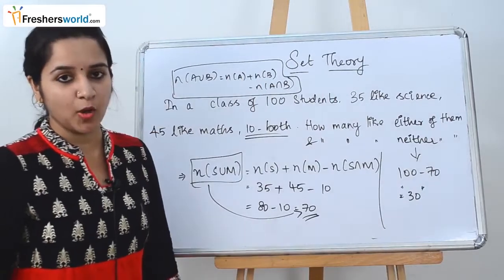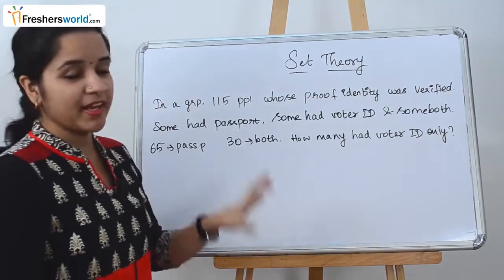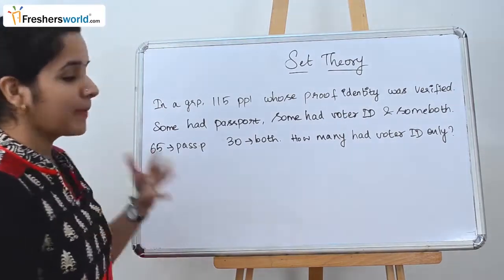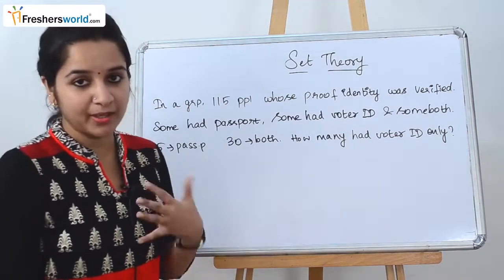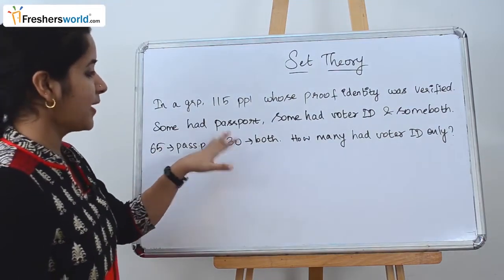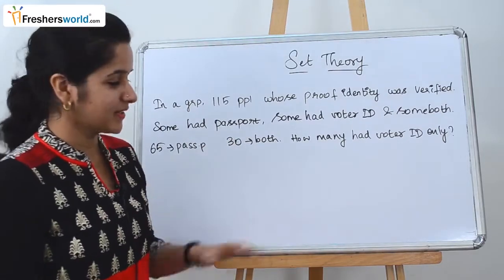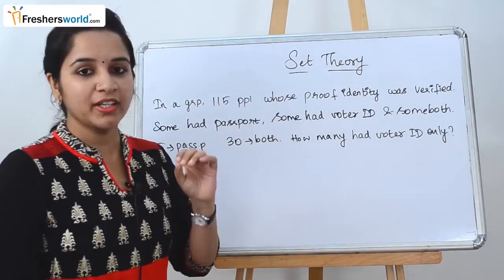So let's solve another problem. The next question that they have given is, in a group of 115 people, their proof identity was verified. So some had passport, some had voter ID, and some had both. The number of people who had passport is 65 and the number who had both passport and voter ID is nothing but 30. The question is how many had voter ID only.